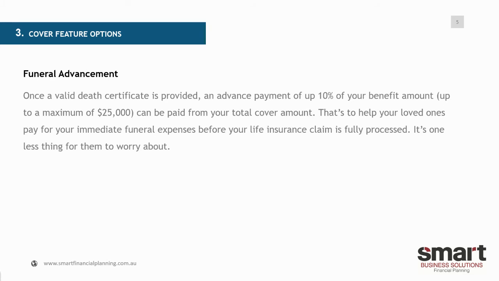And then the other one I wanted to talk about was funeral advancement. What that means is once a valid death certificate is provided, the insurance company will make an advance payment of up to 10% of your total benefit amount, up to a maximum of $25,000. It can be paid to help your loved ones with your funeral expenses before your whole insurance claim is fully paid out. At least it gives them one less thing to worry about.